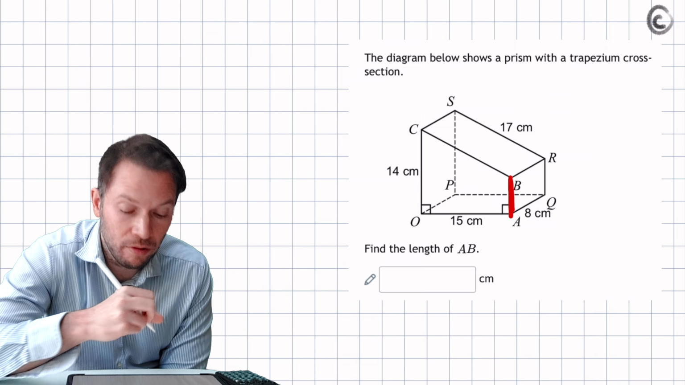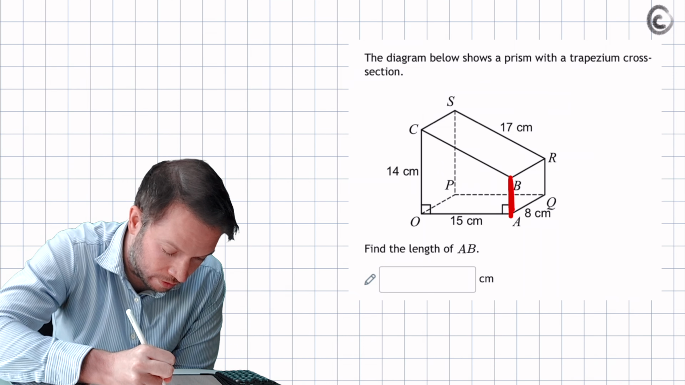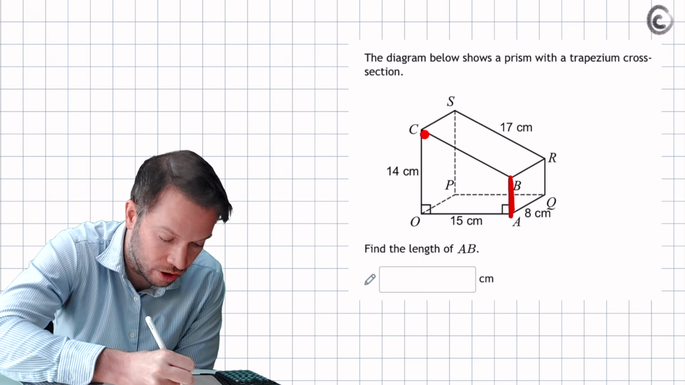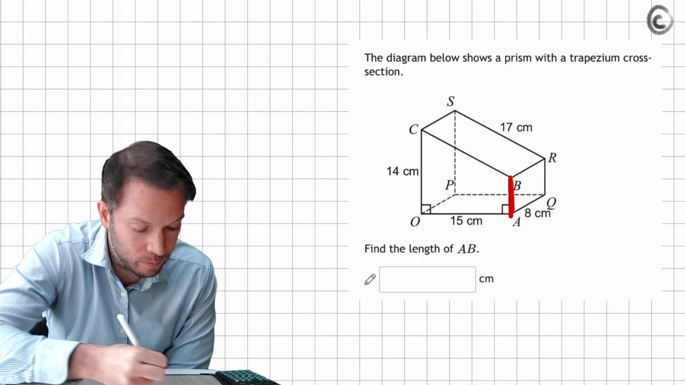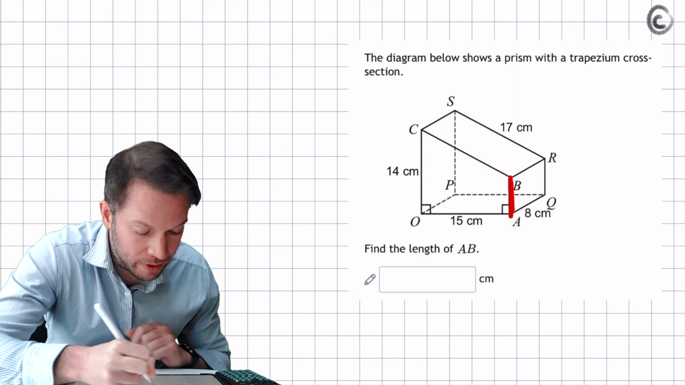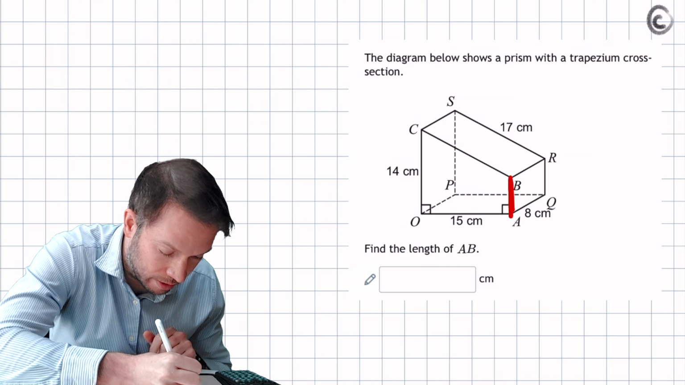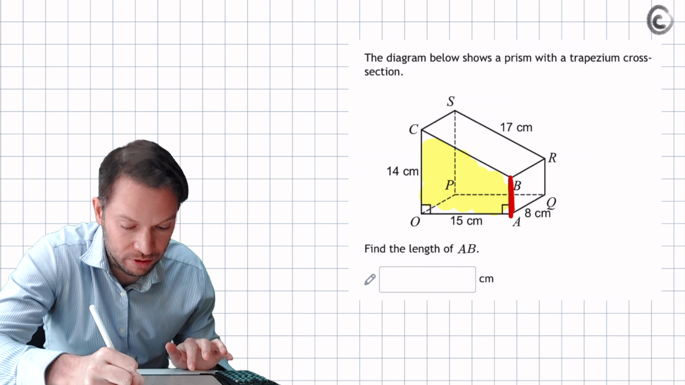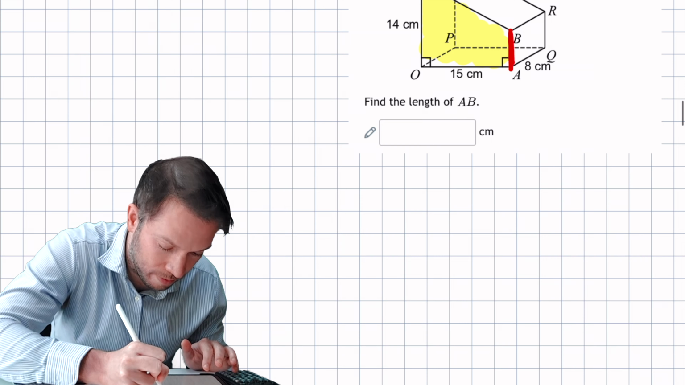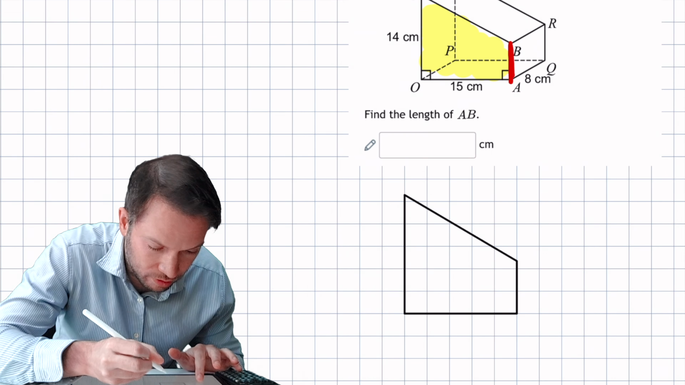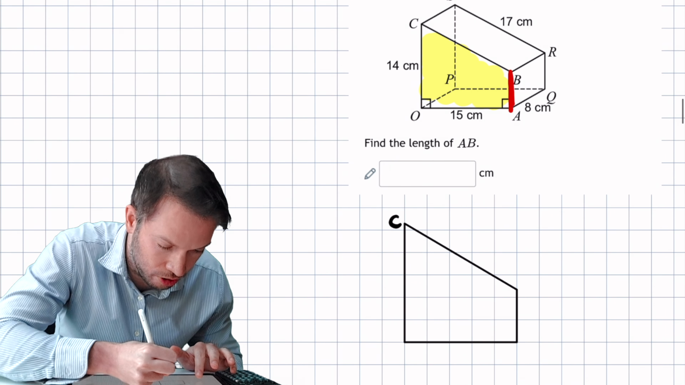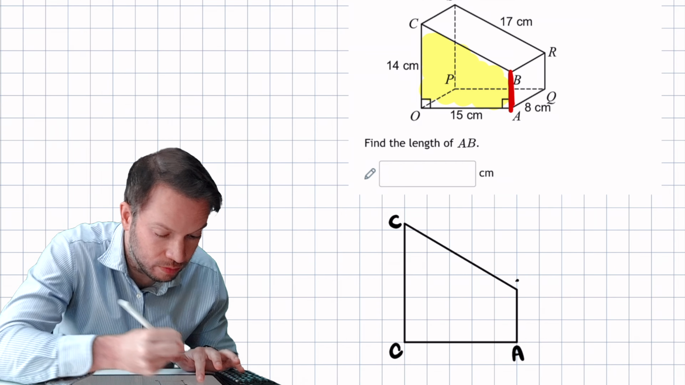Well, it might be helpful to just focus on one of these faces, this cross-section of the prism here, which we can see is a trapezium. And in fact, let's just draw it out. So we've got this cross-section here, which is the trapezium. I'm going to draw it out. Okay, right, so this is COAB.